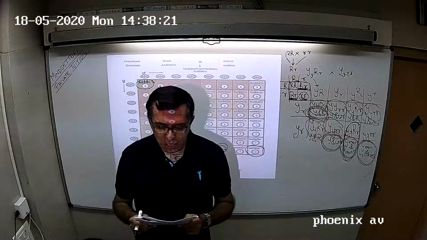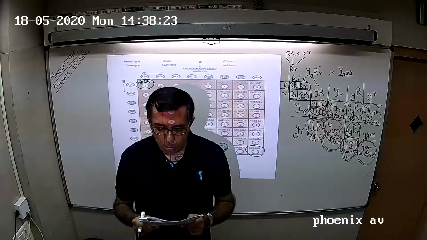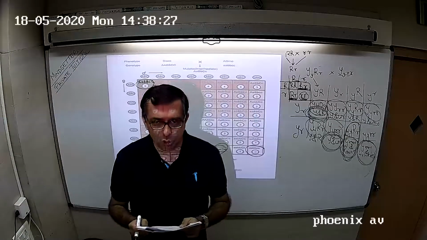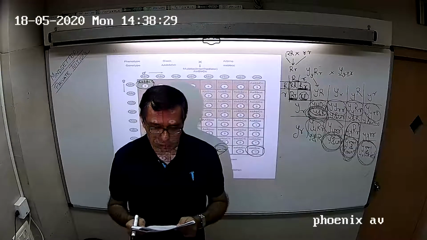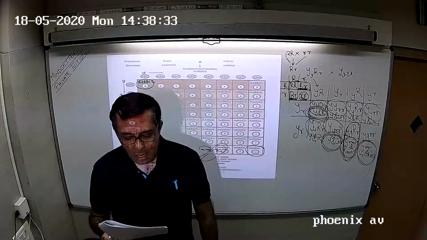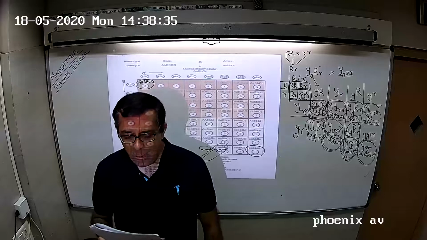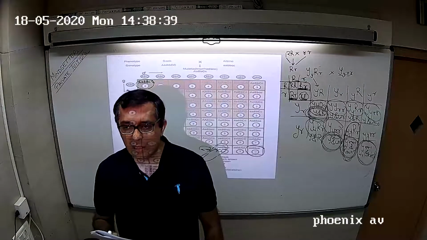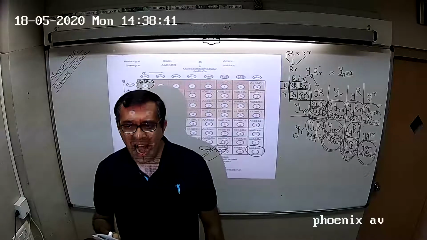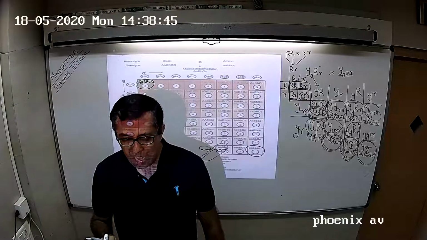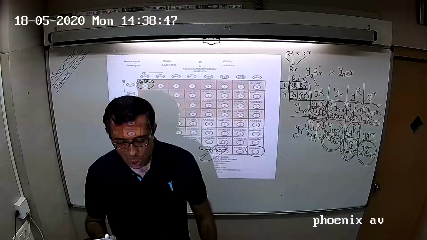144. Genes when close together on a chromosome is known as linkage. And what will linked genes show? No independent assortment. Linked genes will not show independent assortment. Then incomplete dominance is shown by Mirabilis. Mirabilis, that is the 4 o'clock plant, and snapdragon, dog flower, Antirrhinum majus show incomplete dominance.